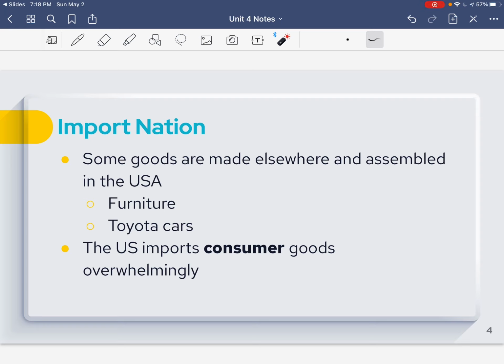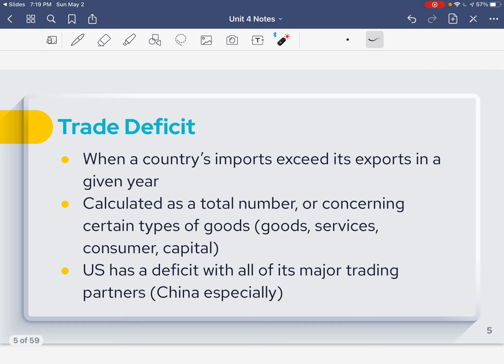Now, sometimes goods are made elsewhere and then assembled in the United States, so all the parts are made other places. Like a lot of furniture, if I went in here and looked underneath my coffee table, it says made in Vietnam but assembled in the U.S. And Toyota is a good example of this. So the parts for Toyota are made in Japan, but they're imported to plants like the one in Georgetown and are put together in those plants. And so what the U.S. primarily imports is consumer goods, goods that are made for individual or family use rather than capital goods or agriculture.